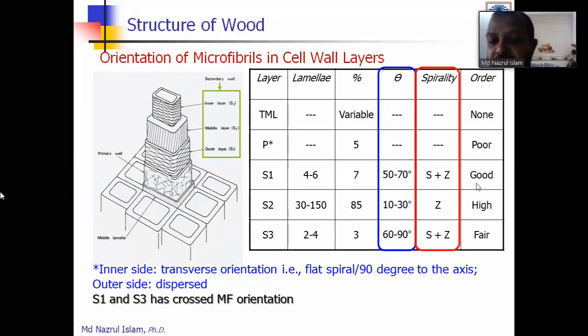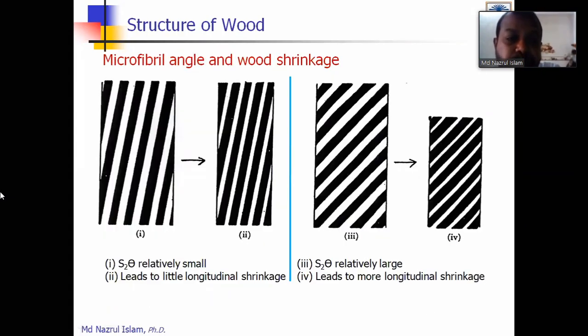Then in the S1 layer, definitely there is a good amount. However, its contribution is only 7%. However, most of the cellulose comes from the S2 layer, and we are saying very high. And again in the S3 sublayer, we are saying that is fair. So those are the different things we are discussing.